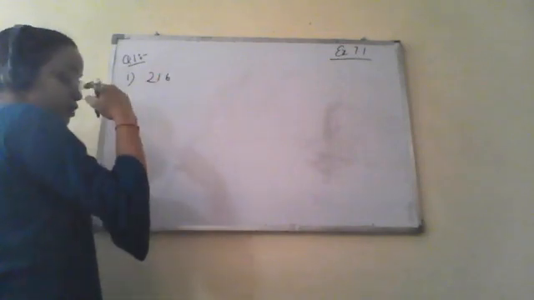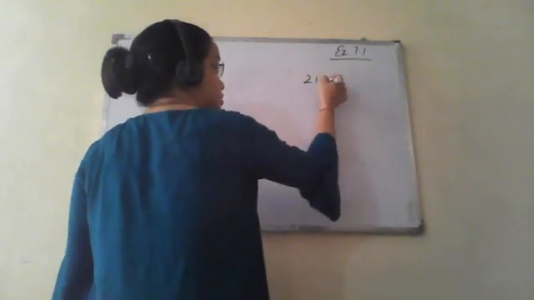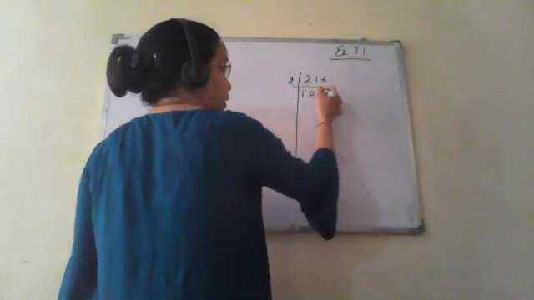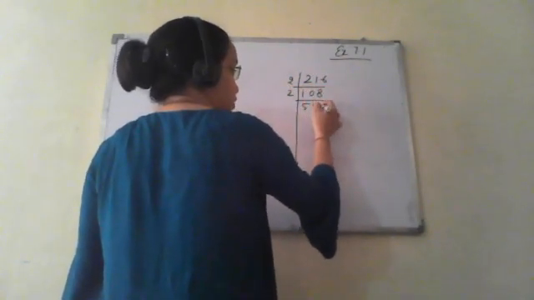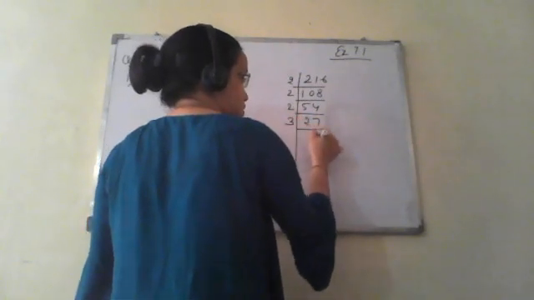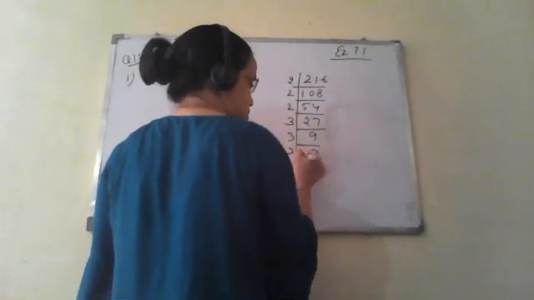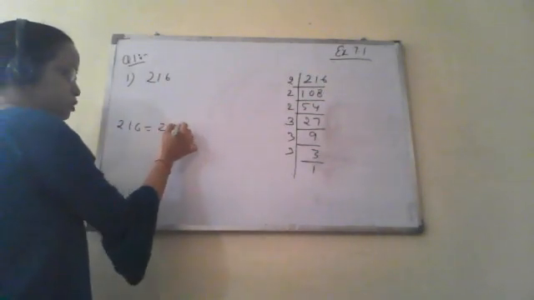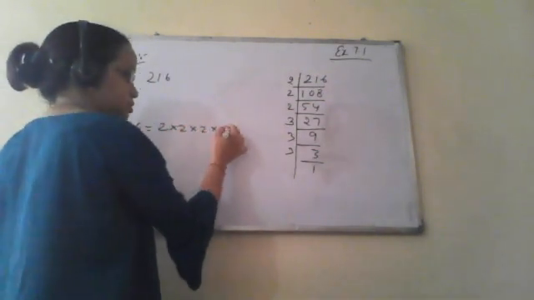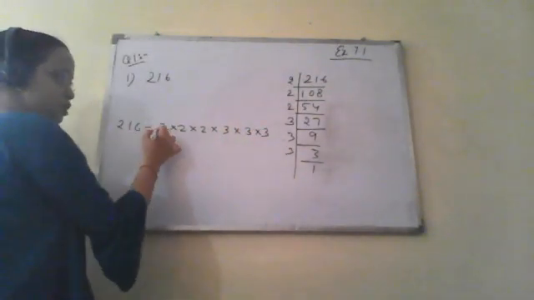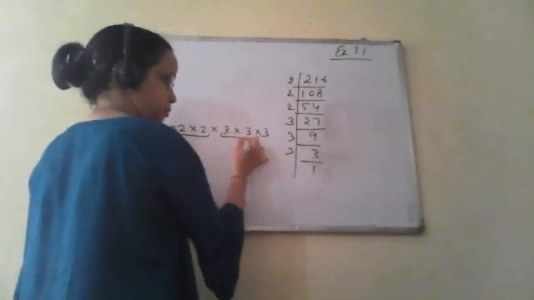216. So we do the prime factors. This is 108. This is 54. This is 27. This is 9. This is 3, and this is 1. So this 216 can be expressed as 2 into 2 into 2, and this is 3 into 3 into 3. This can be expressed in perfect triplets.